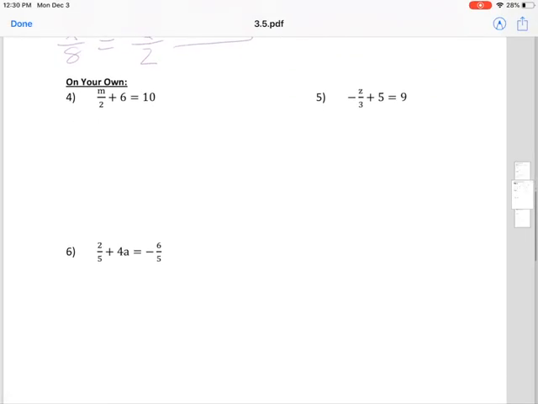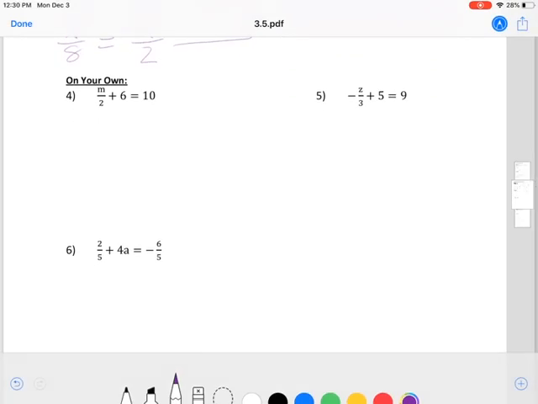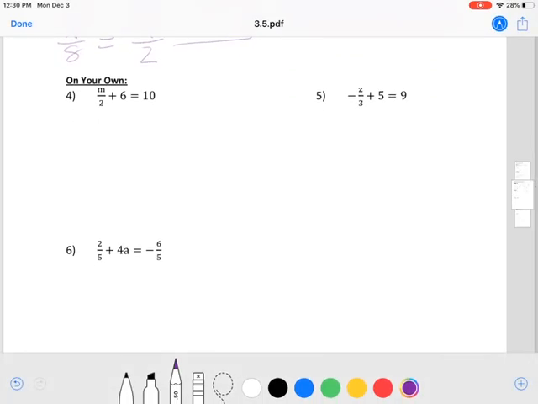Practice on 4, 5, and 6. So these are all similar to what we just did in our practice. Think about if you see this addition or subtraction, undoing those first and then dividing or multiplying.